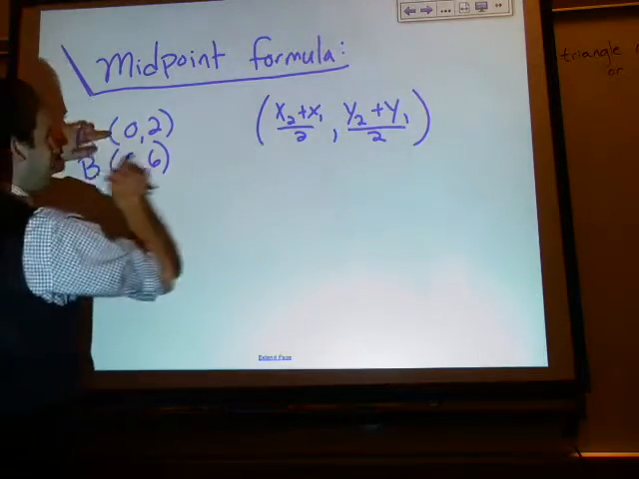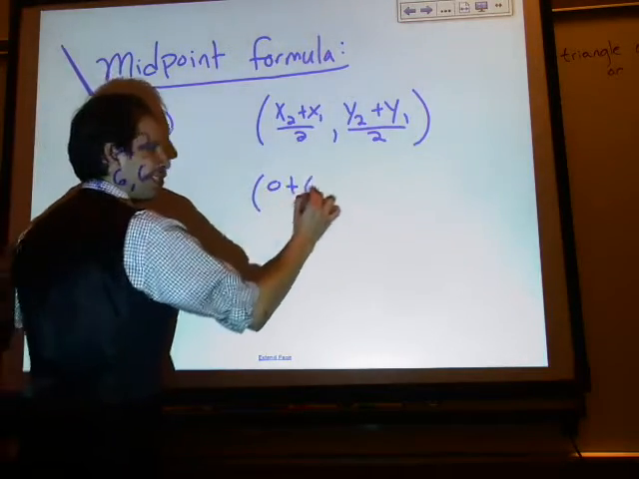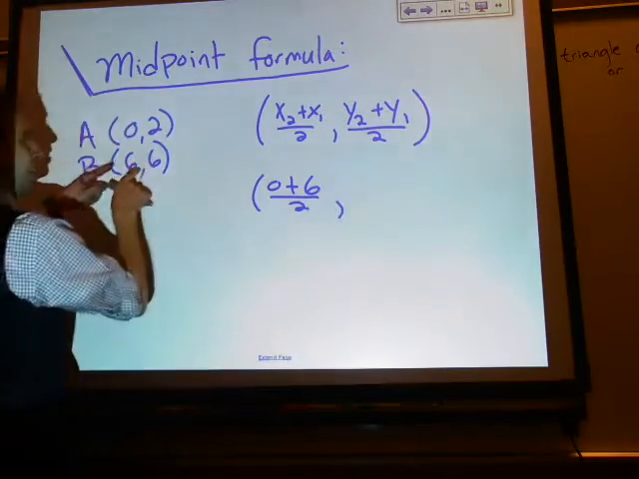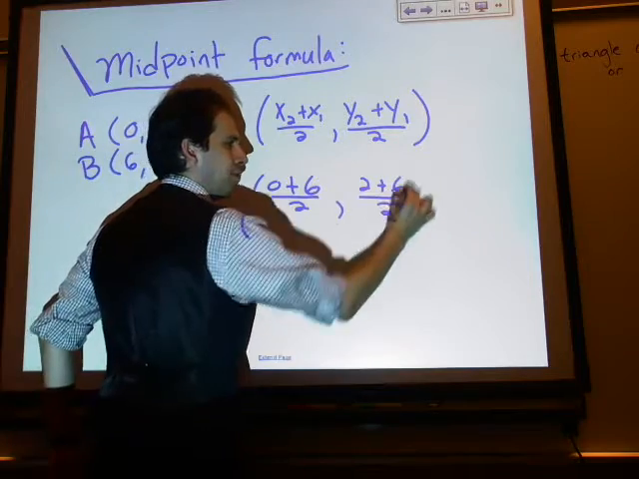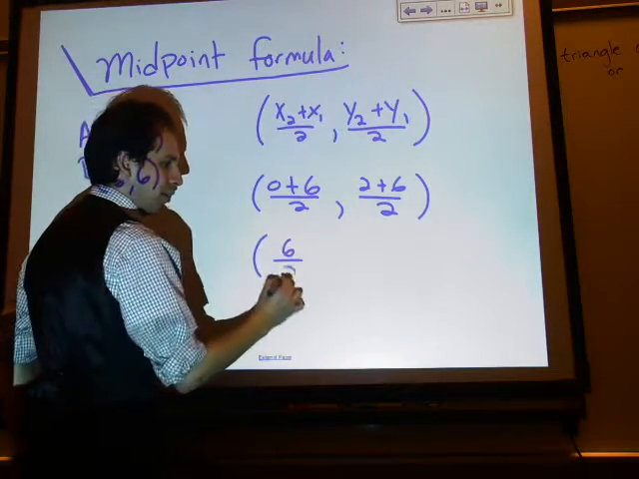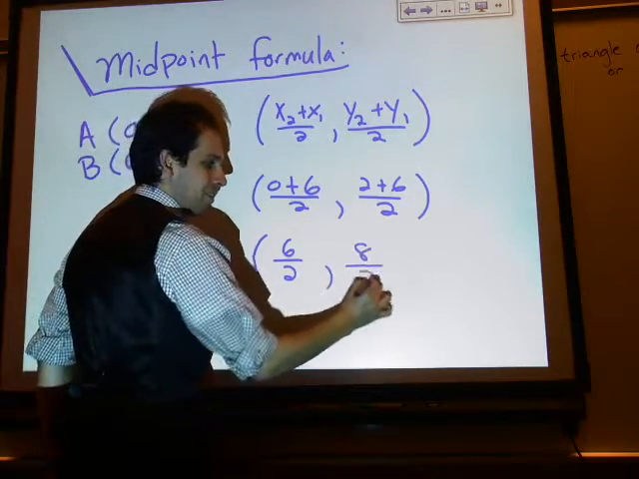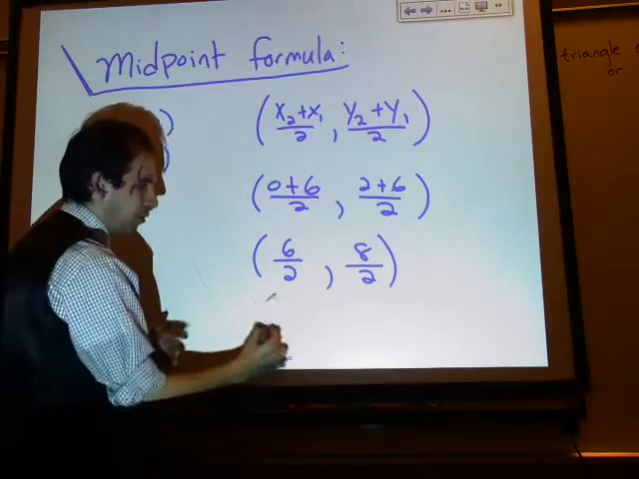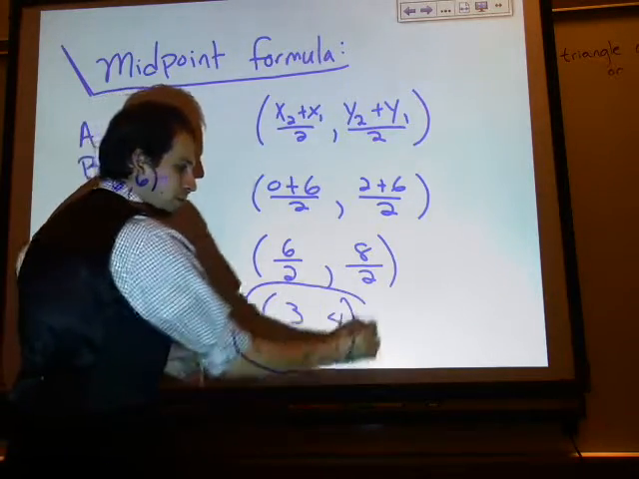So let's see, x's, 0 and 6. So I'm going to put 0 plus 6 divided by 2. And then 2 plus 6, so 2 plus 6 divided by 2. Add them together. 0 plus 6 is 6. 2 plus 6 is 8. And then divide them in half. So this is 3 and this is 4. Now that should be the midpoint, right?